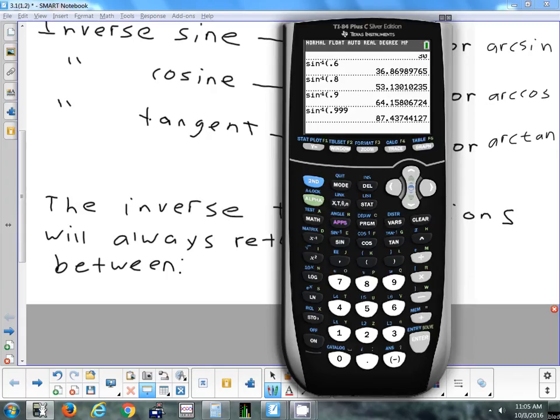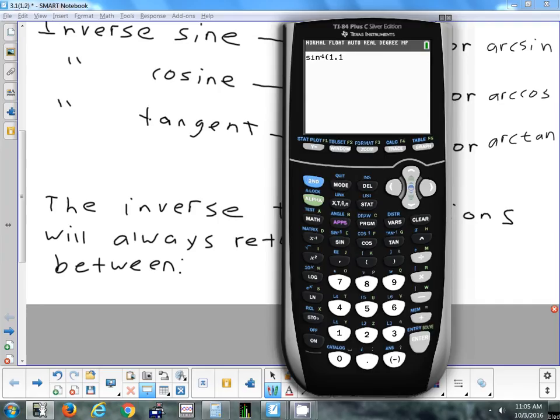What number do you think I'm kind of avoiding here? I haven't gone bigger than 1, and I'll show you why. Because I can't. So I can go up to like 0.999. Does anybody see what my answer is getting closer and closer to? With 0.99999, I get 89.7. It's getting closer and closer to 90. In fact, 90 is as high as you can go. When you do inverse sine, you'll never get an answer higher than 90.